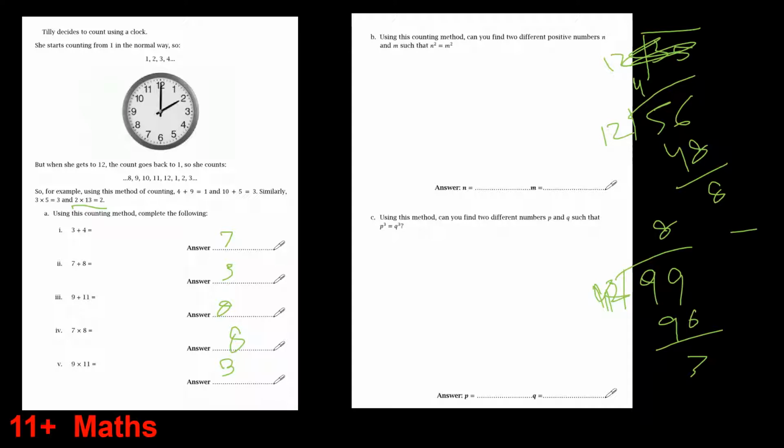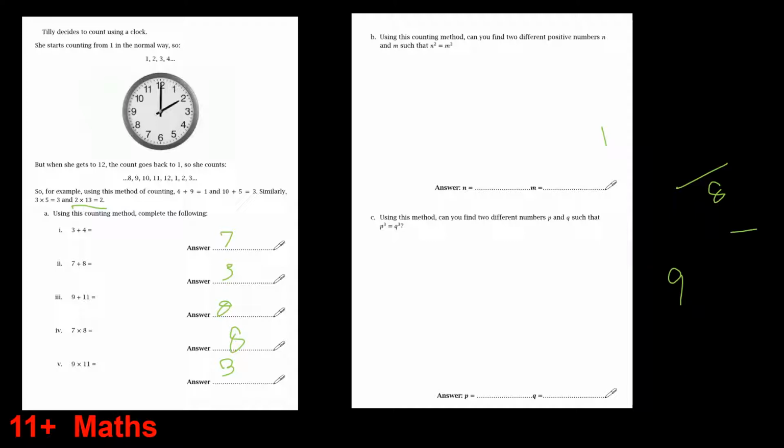The next part of the question is about finding two numbers so that n squared is m squared. To do that, we have to do the squares of all the numbers up to 12 and see what we get, and then the result we have to again divide by 12, get the remainder, and see if that is the square of a number. So that is how we'll go about it. 2 squared is 4, 3 squared is 9, 4 squared is 16.